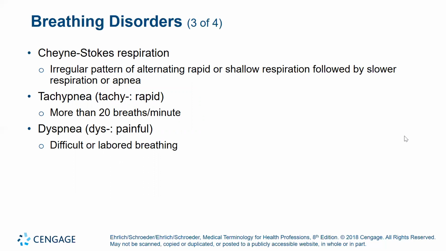We have Cheyne-Stokes respirations. This is a regular pattern of alternating rapid and shallow respirations followed by apnea, which is absent breathing. We have tachypnea. Tachy is rapid, so it's more than 20 breaths per minute. We have dysapnea, or dyspnea, I should say. Dys is painful, so it's very difficult or labored breathing that a person would have with dyspnea.